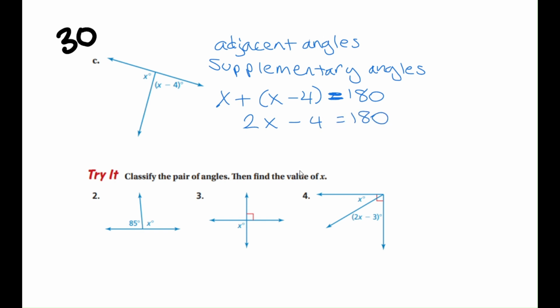I need to take care of that minus 4 first. I'm going to add 4 to both sides. So I got 2x equals 184. I still need to get x by itself, so I have to undo that times 2. I need to divide by 2 on both sides. So that tells me x is going to be 92.